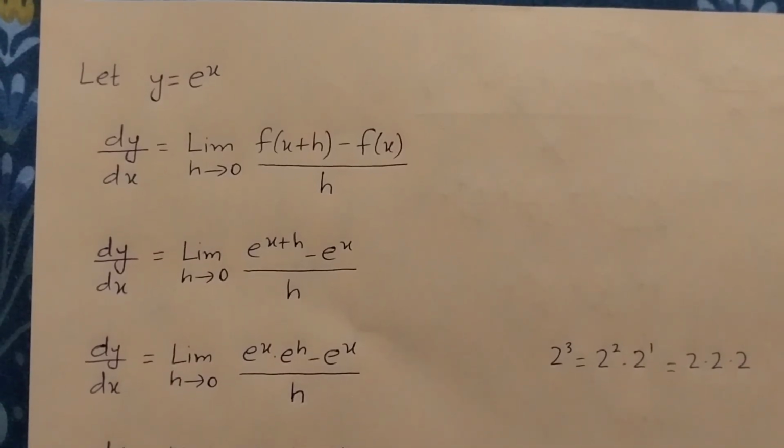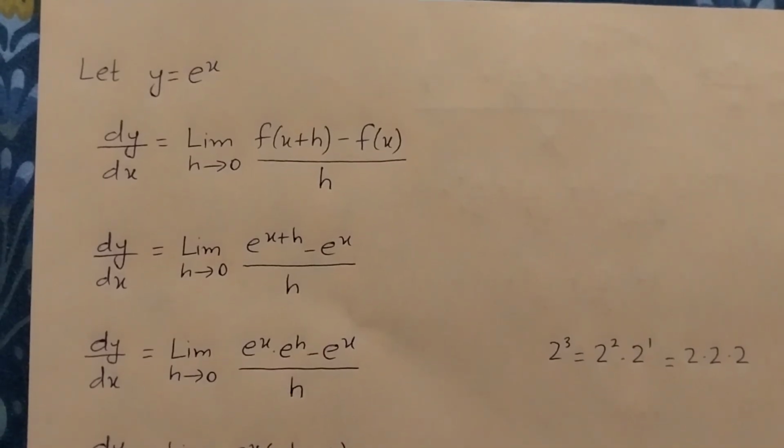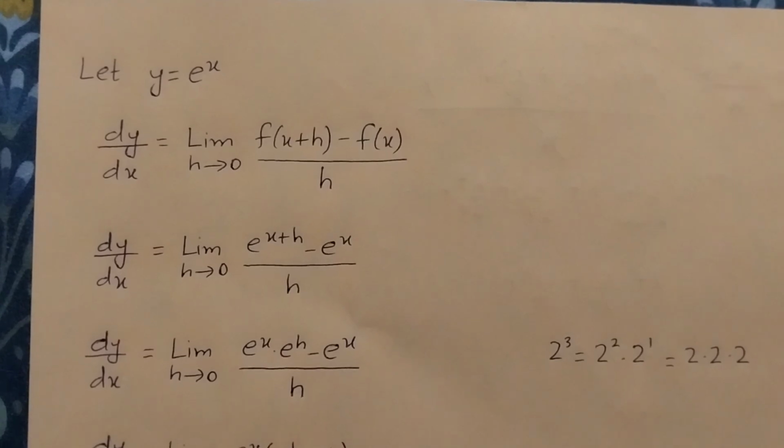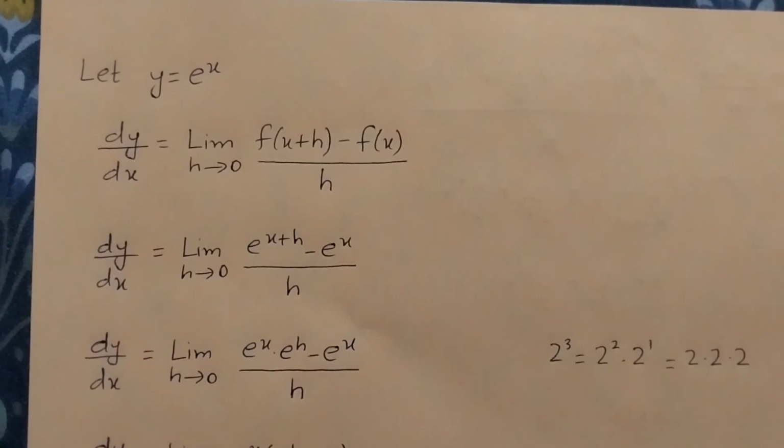So f of x plus h, to find this term, we simply put x plus h in place of x in our function. So our function is e raised to power x. So f of x plus h will be e raised to power x plus h, minus f of x, which is e raised to power x, divided by h. And we can write this e raised to power x plus h as e raised to power x into e raised to power h.